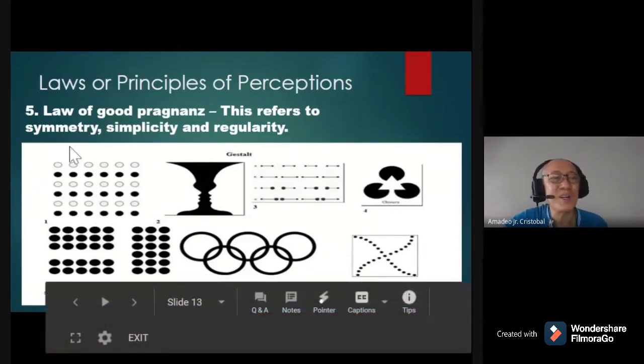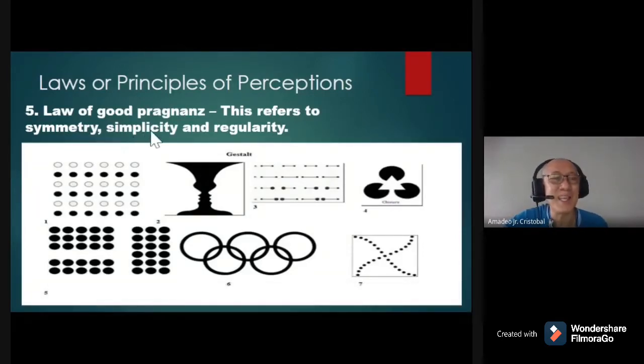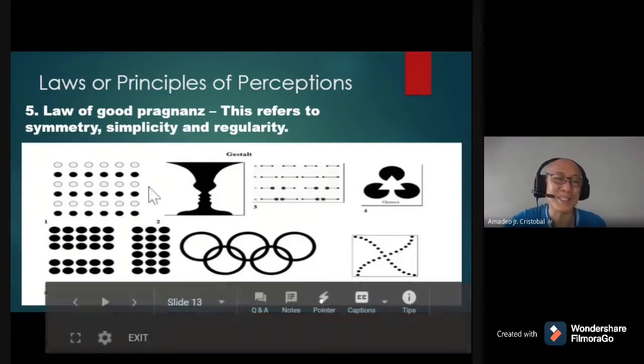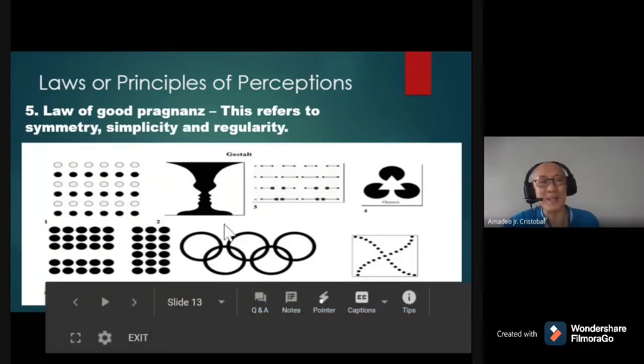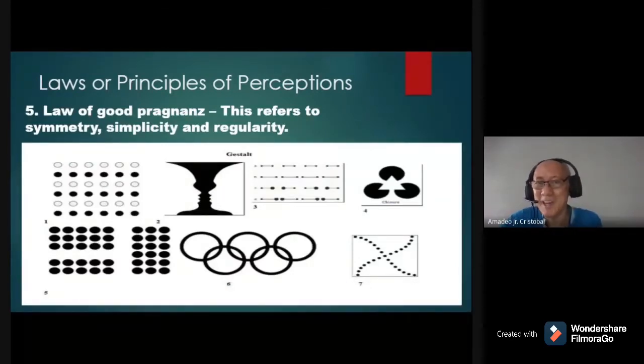It is also the law of good pregnance, simplicity, and regularity. So what is regular, what is simple, we call it the law of good pregnance. Most of the students are like this. How they think is like the others. They think simply, they think symmetry, they think regularity.